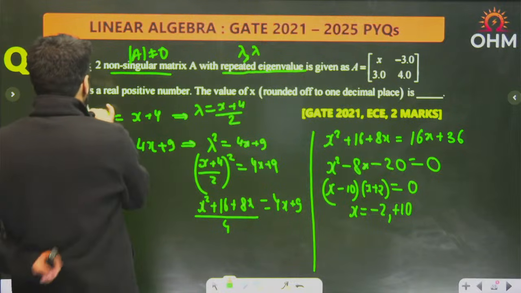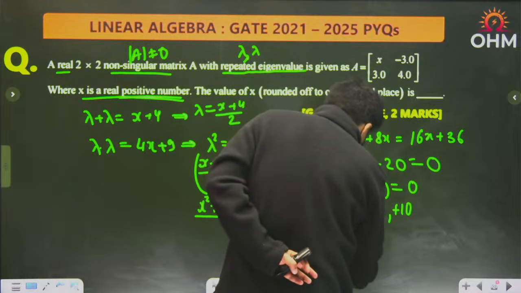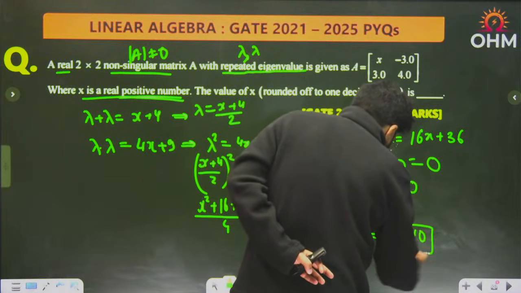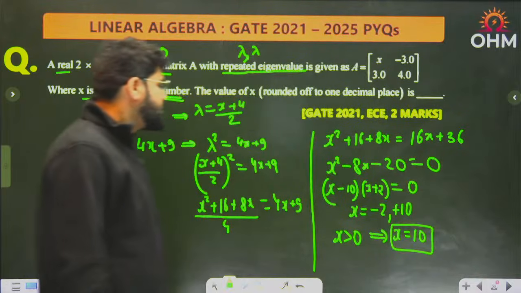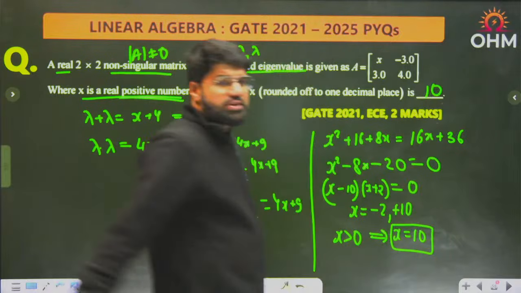Okay, but here x is a real positive number. So x is a real positive number given. So the answer has to be x equal to 10.